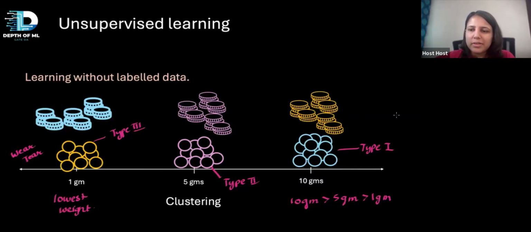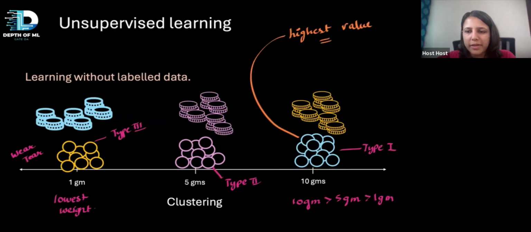Clear? Highest value. Fine. So 10 grams is the highest weight, so it has the most value. Very simple. The heaviest gold coin will have the highest value, right? If you get a 10-gram coin from me, you will be very rich. If I give you a 1-gram coin, you'll not be so rich, but you'll still be rich. So this is the 10 grams coin.